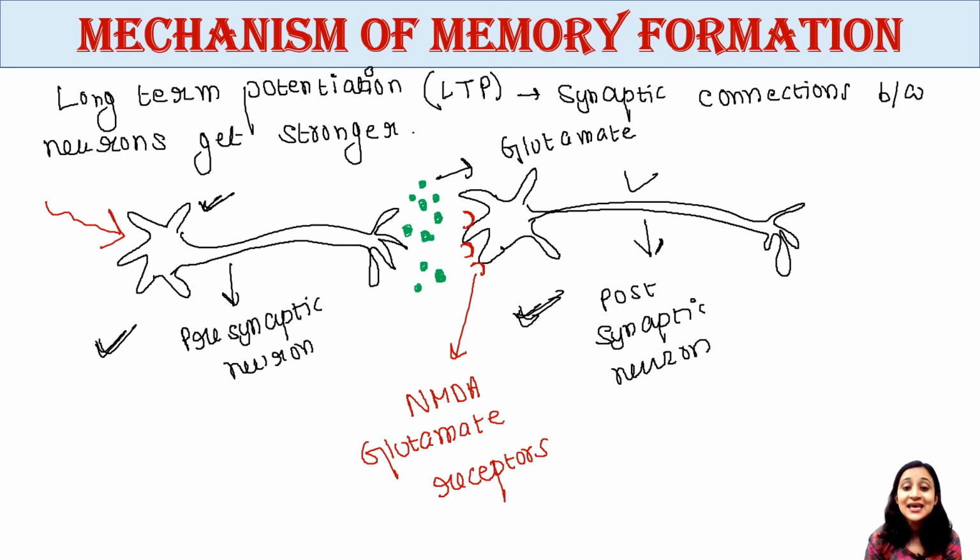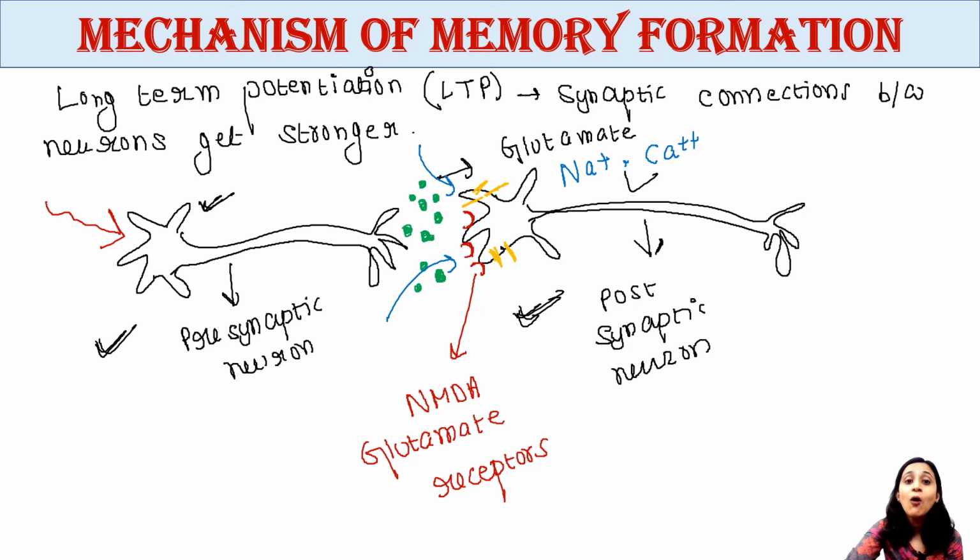This event, that means the binding of glutamate to NMDA glutamate receptors, leads to the opening of some channels in the postsynaptic neuron. Suppose these are some channels. These channels allow sodium and calcium ions to flow into the postsynaptic neuron. So some sodium and calcium will come here. They will enter through these channels.